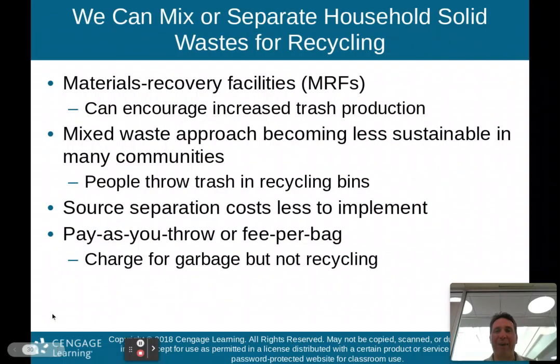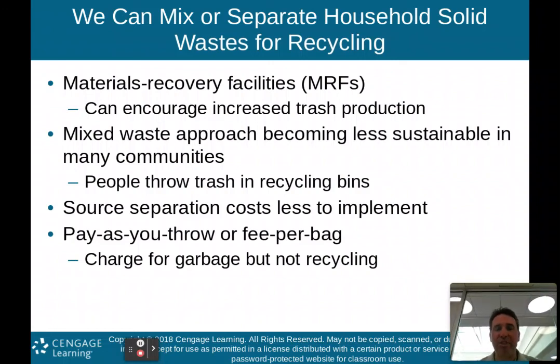So that's what it's all about. All right, just a couple more slides left here. We can mix or separate household solid waste for recycling. Materials recovery facilities, known as MRFs, can encourage increased trash production. The mixed waste approach is becoming less sustainable in many communities.